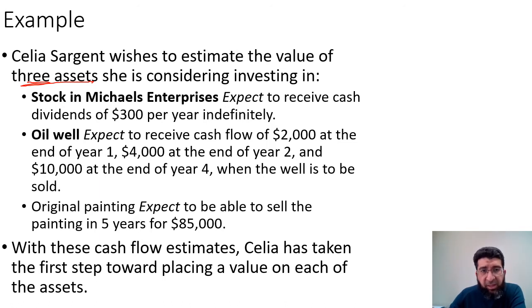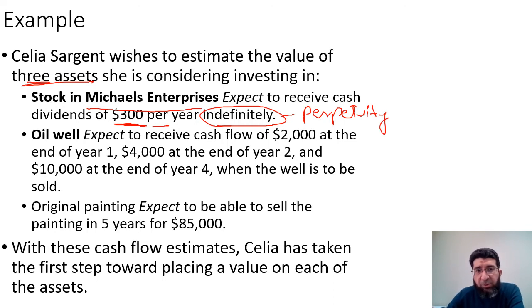Stocks in Michael Enterprise expect to receive dividends of $300 per year indefinitely. Whenever the term indefinitely or forever comes, this means that it's a perpetuity question. And this means that the formula would be V naught equals the dividend, or whatever the cash flow, let me write, cash flow divided by R.